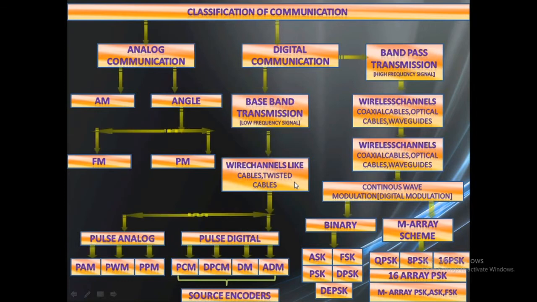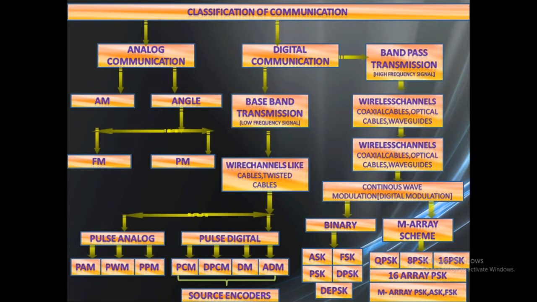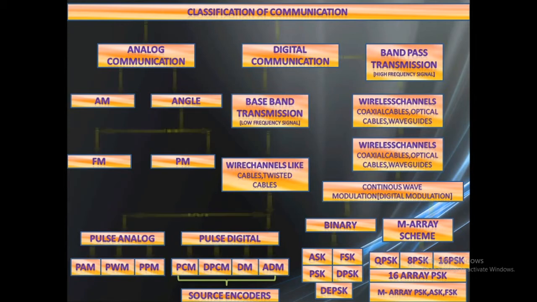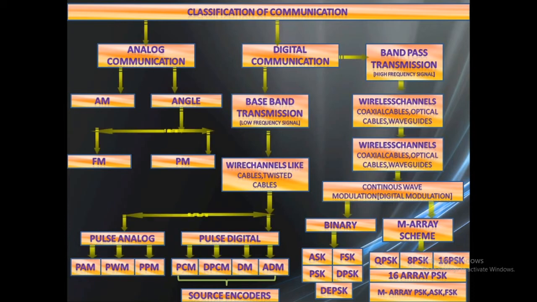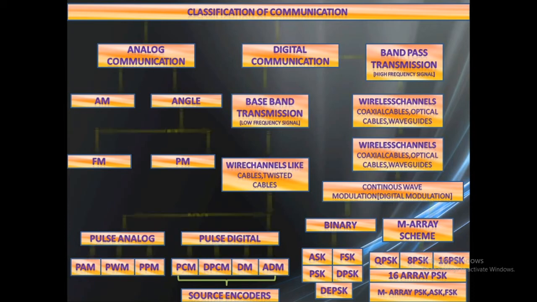Digital modulation means the signal we are taking is in digital form, which is a message, and it is modulated with a high frequency analog carrier. Without changing the properties of the message signal, we are changing the properties of the carrier, like phase, frequency, and amplitude.